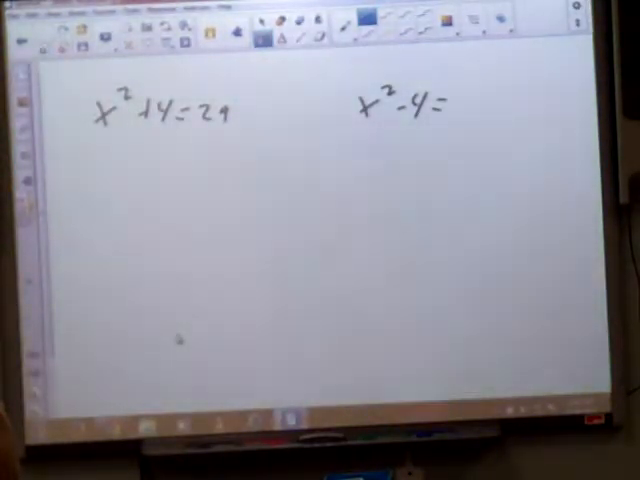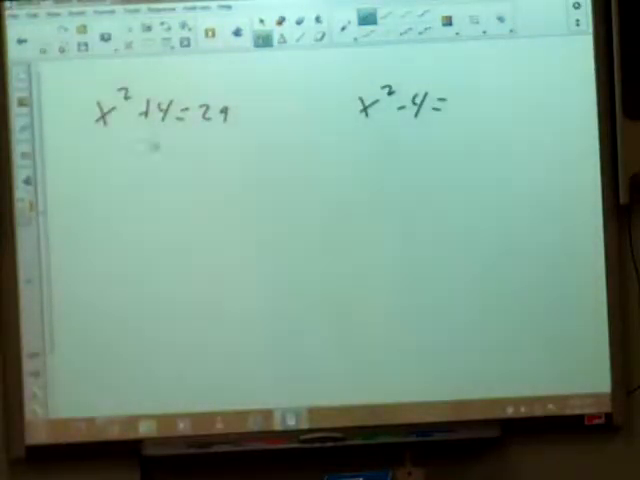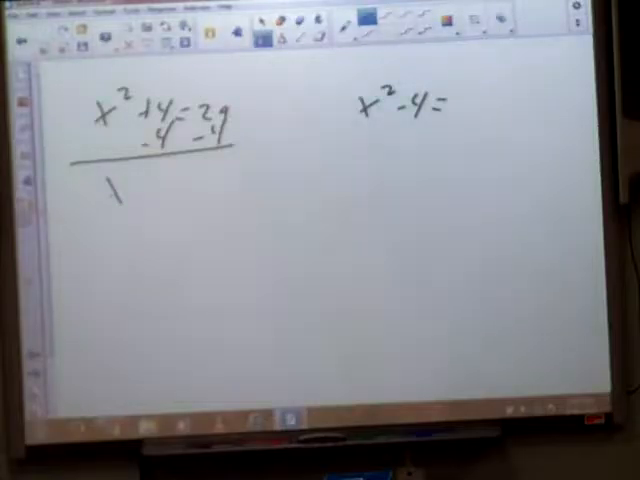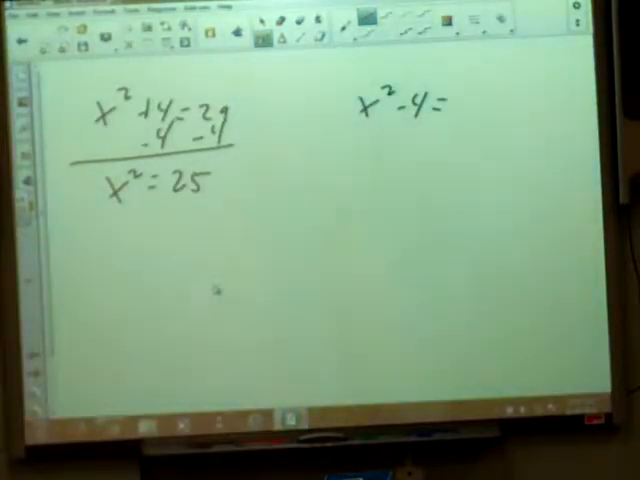So what do I need to do to figure out what x squared minus 4 would equal? Good, I need to solve for x. So over here, on this one, what would my first step be in solving for x? Good job, Bailey. So that gets me x squared equals 25. Now I need to undo a squared. How do I undo a squared? Square root. What's the square root of 25? 5. So a 5 is what I'm going to plug in over here.